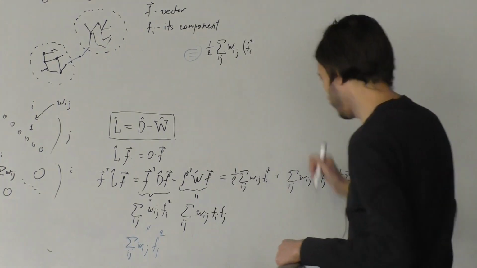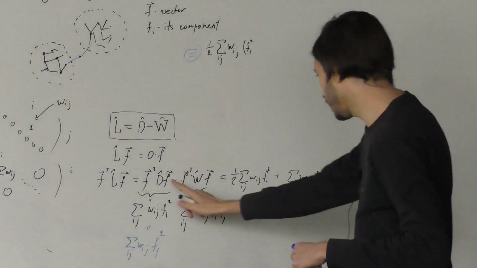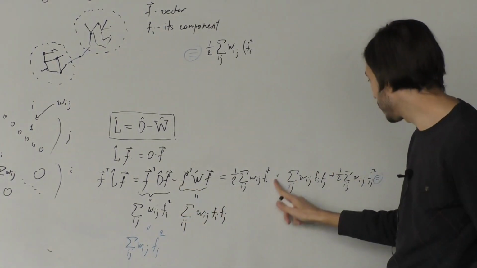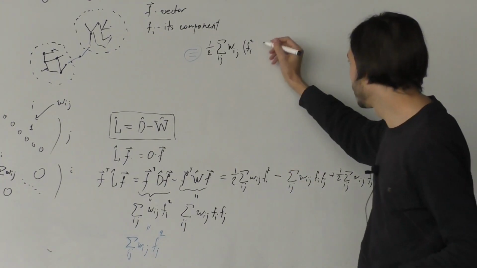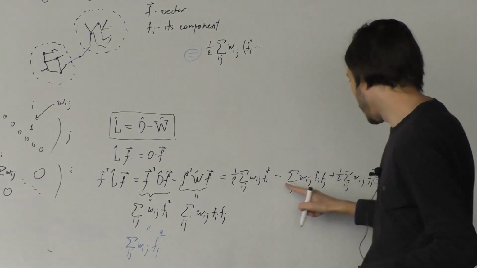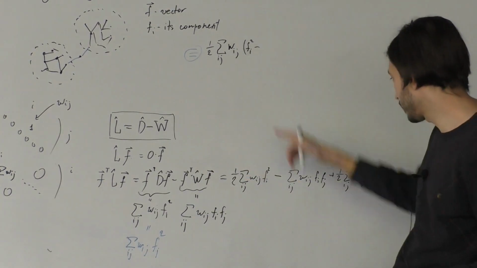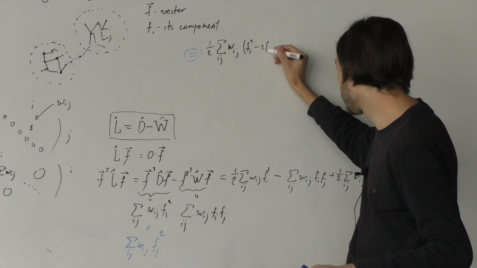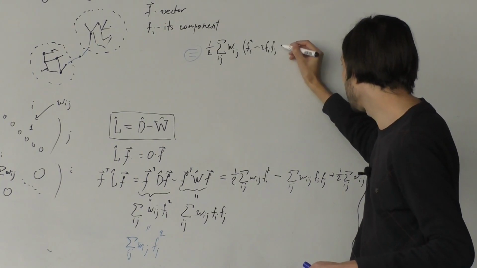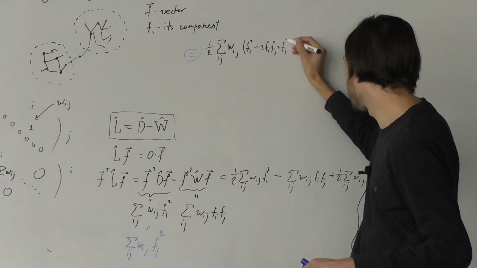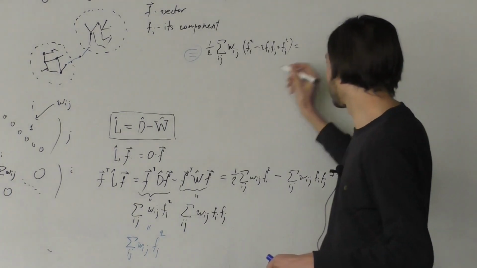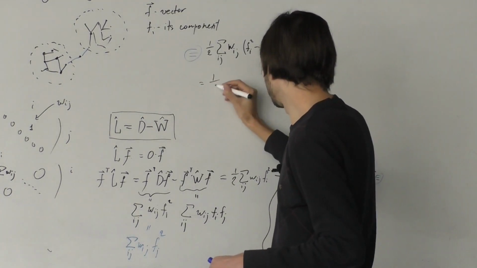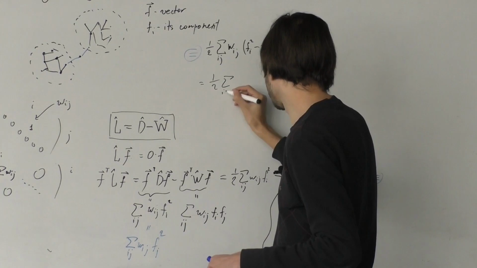Why do I have plus here if I have minus here? And nobody has told me, yeah? Minus. I have 1/2 carried away, so f_i squared minus 2 f_i f_j plus f_j squared. So now it's much more obvious, yeah? So here we have it.